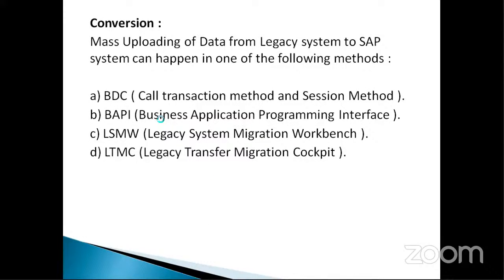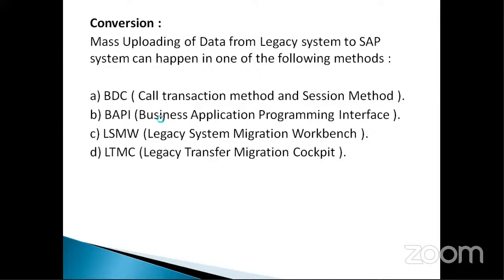Next, C stands for conversion. This will be mainly used when there is a TR, as I told you, the transport request will be moved from development to quality to production. So when we go to production, the client might be using the old system and they need to migrate the data from old system to new system. So in that case, we use conversion, to bring the data from the old system to the new system. So these are all the following methods.